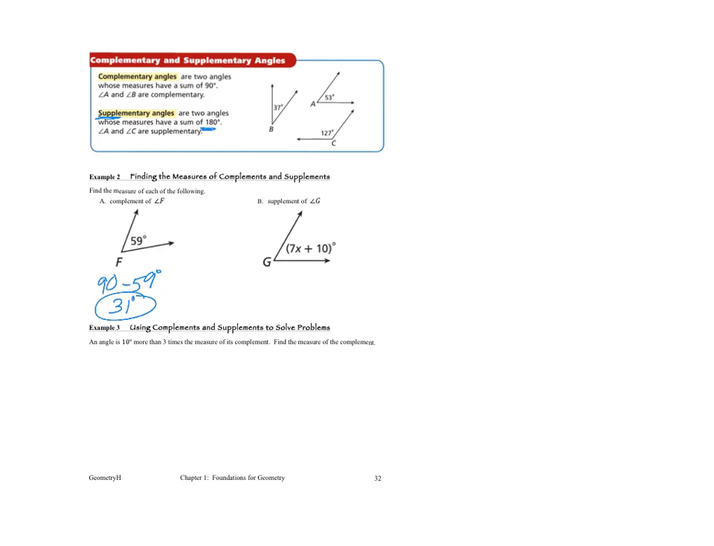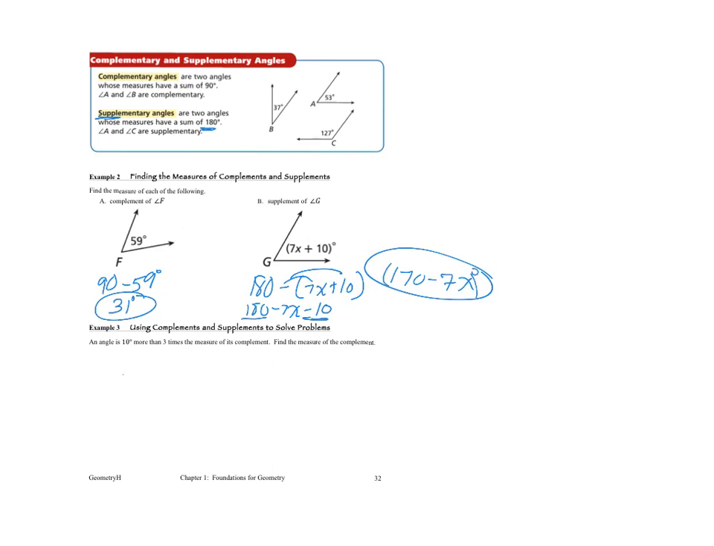Okay, and then our next one, the supplement. So you do 180 for supplementary minus what's given to you, 7x plus 10. Now remember, we have to distribute the negative. So we'd get 180 minus 7x minus 10. Combine like terms, the 180 and the minus 10. So we end up with 170 minus 7x.